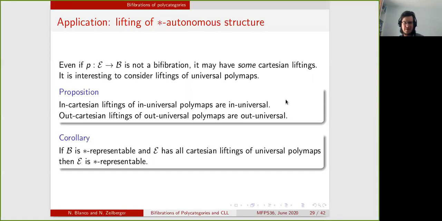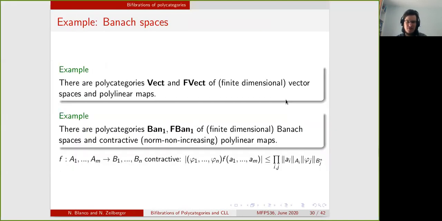And so using this fact, if I have a polyrefinement system over a base category that is star representable, so it will have all universal maps, and in such a way that this polyrefinement system has all Cartesian liftings of universal polymaps, then the top category will be star representable. And so this is a way to lift star-autonomous structure, because we will lift all the connectives by just taking the Cartesian lifting. So we can use that on the example that I mentioned before of Banach spaces.